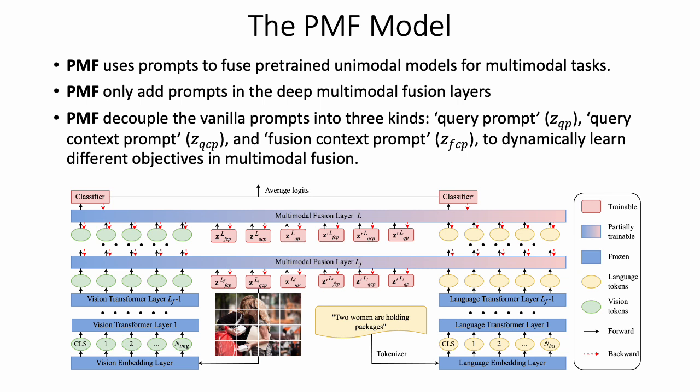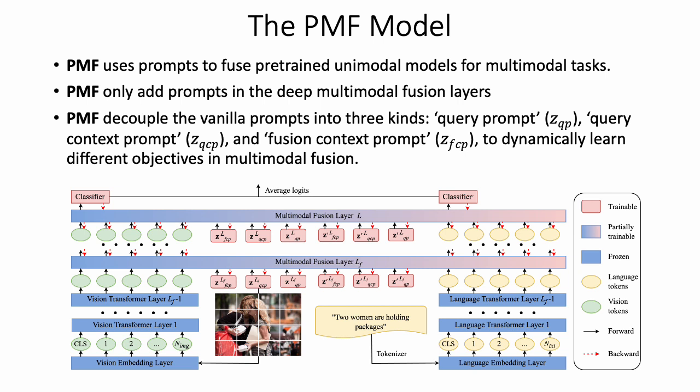As for our proposed PMF model, in the forward propagation, image and text inputs are first embedded into continuous token sequences and fed to the unimodal transformer layers for base feature extraction. The base features from both modalities then pass through multiple prompt-based multimodal fusion layers to get the feature from two class tokens for final classification.